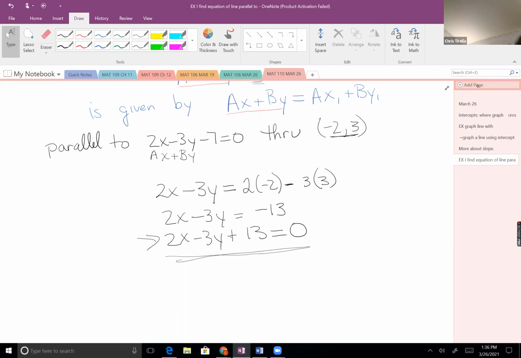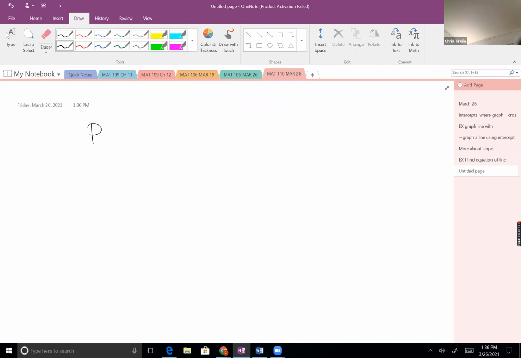After parallel lines, the next thing that we look at are perpendicular lines. And can anybody remember what it means for two lines to be perpendicular?